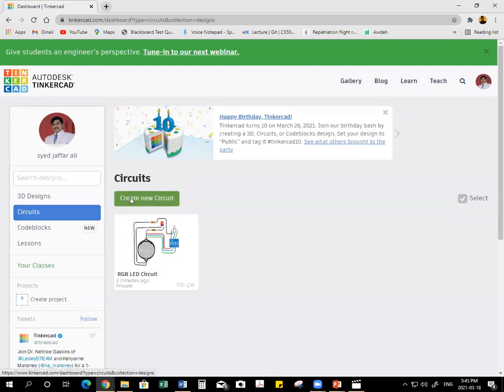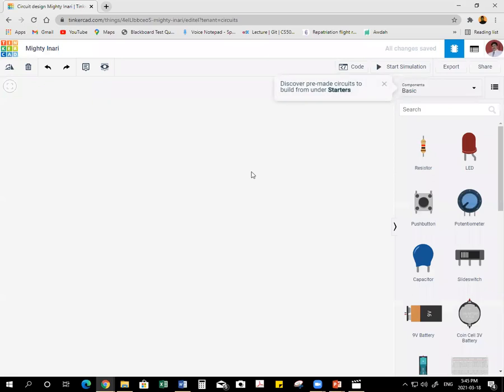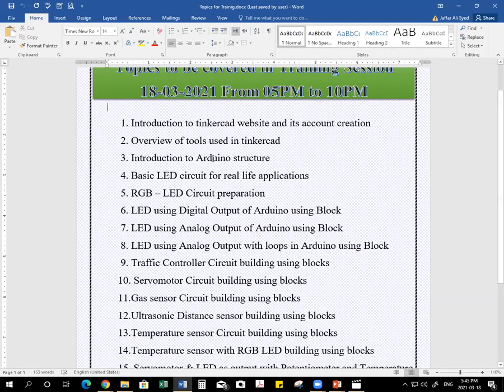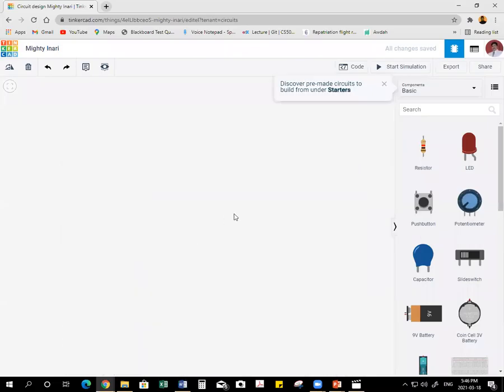Okay, now again I want to create a new circuit. Just create a new circuit, it will open a fresh window. Now what is our next topic? Okay, overview of tools. Okay, the Arduino introduction we left out. Okay, we'll go for the Arduino introduction.